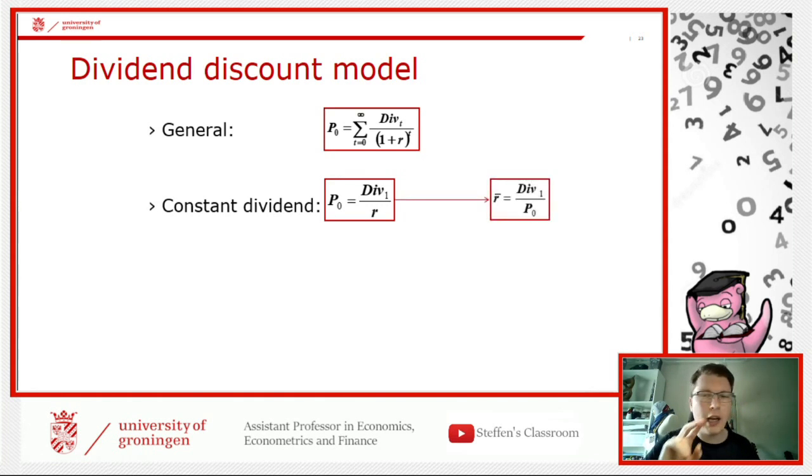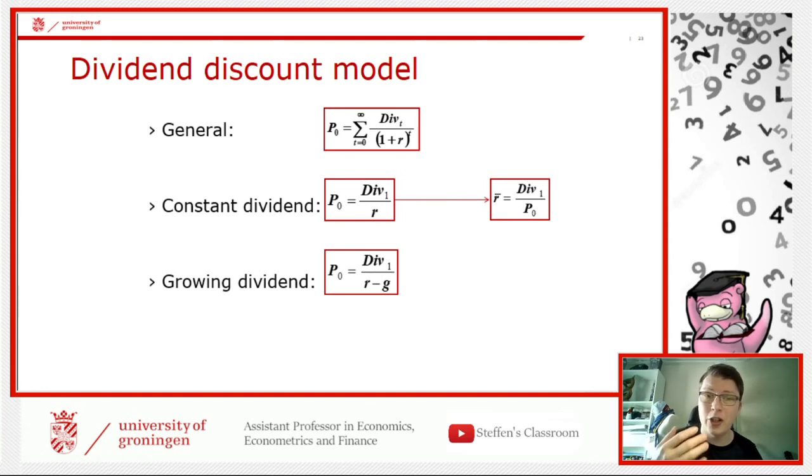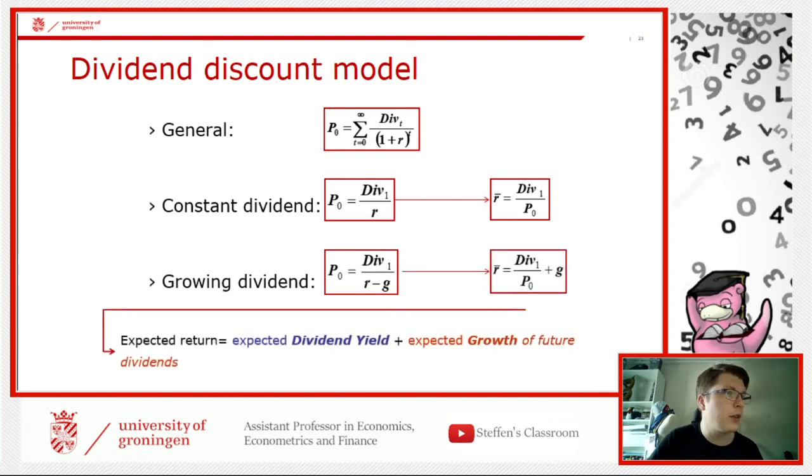And even better, if you have the share price right now, because you're going to observe it in the market, you can just take the dividend divided by that, just a little mathematical magic, right? And you can obtain what the equity cost is, which I just call R bar here, but essentially just RE. And of course, here comes the thing about growing dividends, because just like with a growing perpetuity, we can do the same here. So if we assume that the dividends are growing, it's essentially just the expected dividend yield plus expected growth of future dividends. And that's essentially it. So this is, again, the same formula as we saw in Chapter 4.